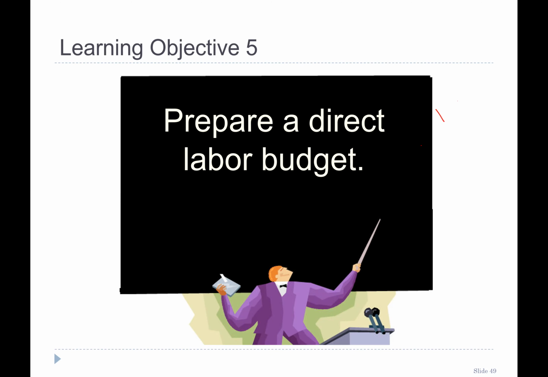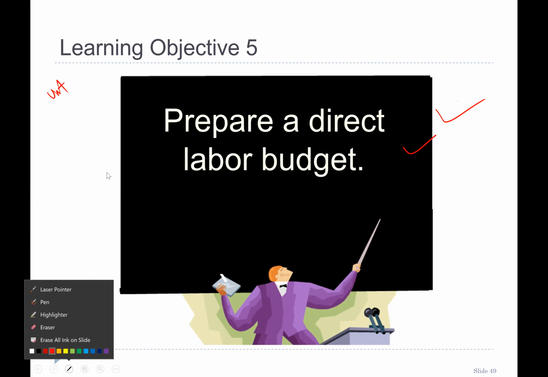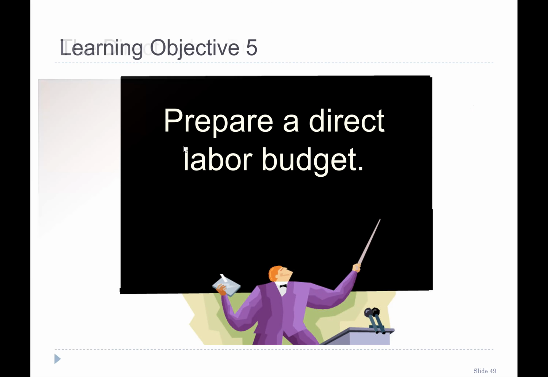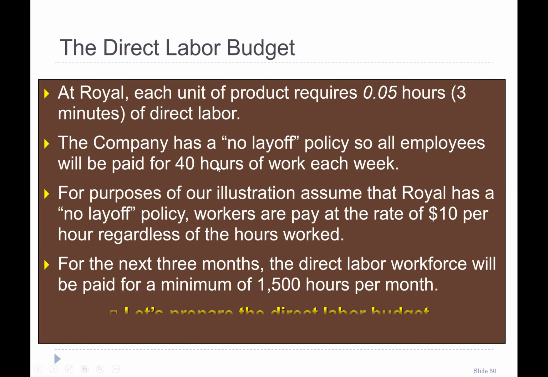Prepare direct labor budget. So now we know how many units we need to produce. For the units produced, we would be needing direct material, direct labor, and manufacturing overhead. Right now, we will first be finding out the direct labor budget. So let's continue the same example.